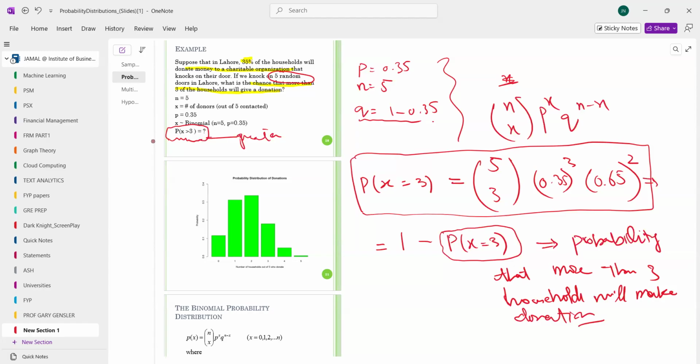To find this, you will subtract the probability of exactly 3 making donations from 1, and you will get the probability that more than 3 households will make donations. Because here the complement rule is at play: the probability of A plus B equals 1. So if you have A, you can find the probability of B by subtracting A from 1. So that's the case here.